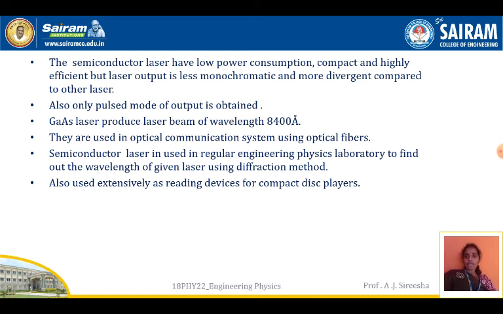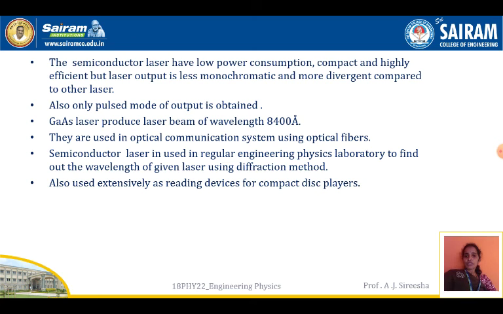And there are a few disadvantages as well as advantages. The disadvantage here is that the output given out is only a pulsed mode of output. We cannot get a continuous output like a CO2 laser. And the gallium arsenide laser produces a laser beam of wavelength 8400 angstroms. These are used in optical communication systems, where we use fiber optical communication. This semiconductor laser has been used.